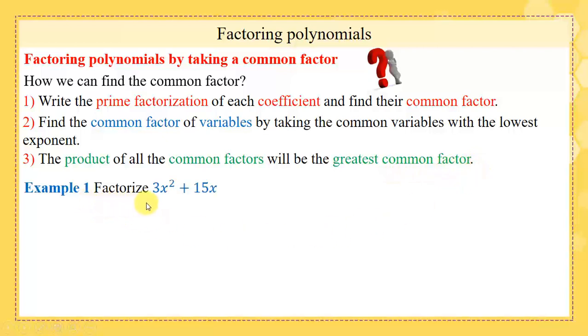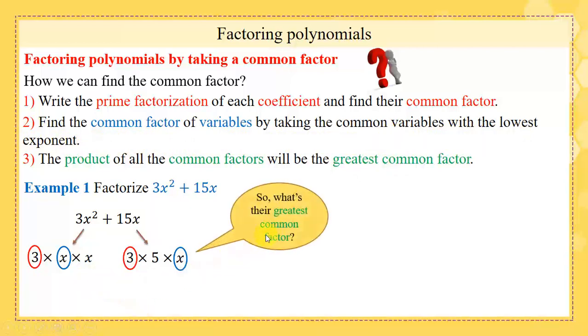Example 1. Factorize 3x squared plus 15x. 3x squared is 3 times x, while 15x is 3 times 5 times x. Please look at the coefficients. Here we have 3, we have 15. The common among 3 and 15 is 3, since 3 is a divisor of 15. While the common among x squared and x is x, since we said in part 2, we take the common variables with the lowest exponent.